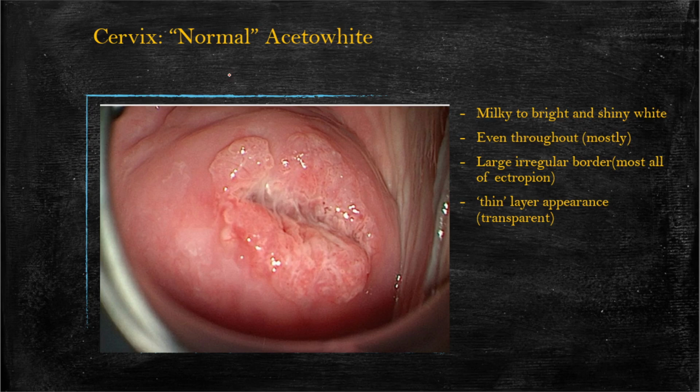So these are some acetowhite changes. Milky to bright and shiny white tends to be even throughout when it's just normal cells with a little bit of staining. They tend to have kind of large irregular borders, so basically most all of the ectropion. And it has a very thin, layered appearance to it, almost like it's transparent, or you can just kind of wipe it off.